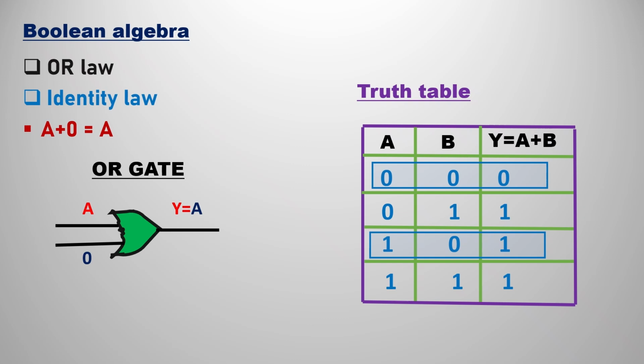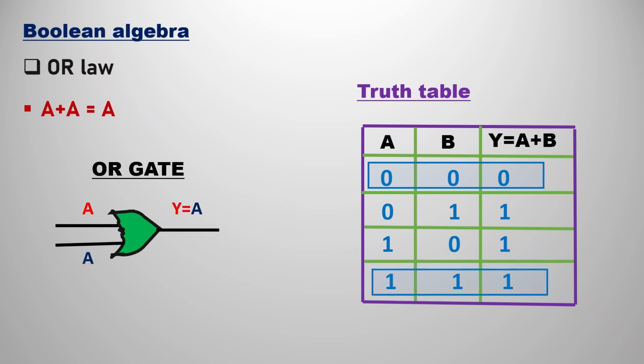If you observe, if a is 0, then the output is 0. If a is 1, the output is 1. I hope you understood that. You can also observe this from the symbol. So the next case we have in the OR law is a plus a is equal to a.